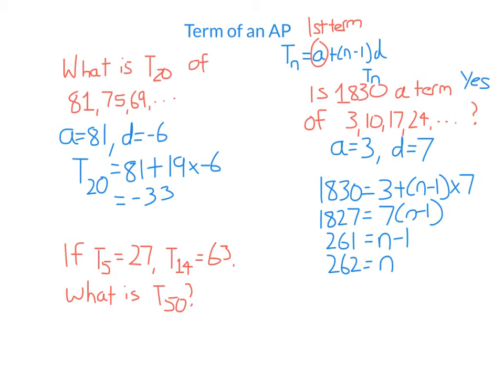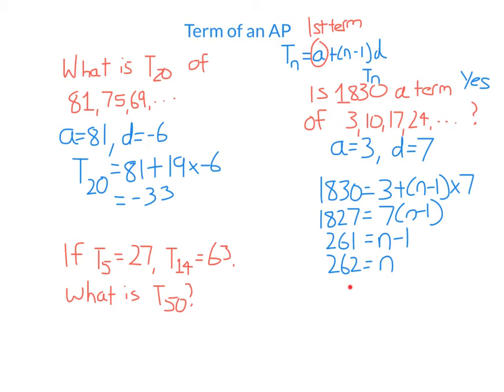How much faster is that than going 31, 38, all the way up to 1830? Now note, if I did not get a whole number for n, if I got like 262.5, then 1830 would not have been a term of this sequence. But because I got a whole number answer, it is a term of this sequence.